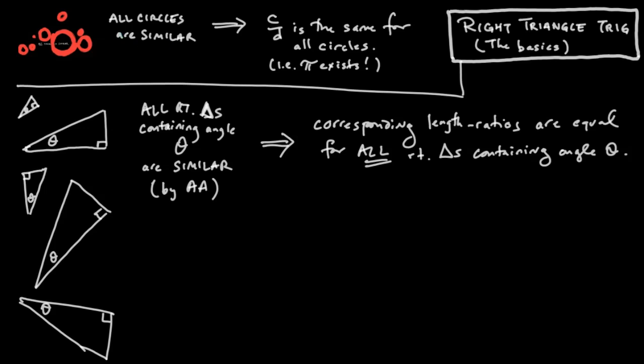In the case of circles, all circles were similar, so all the corresponding length ratios were equal. But we said there was really only one interesting ratio of lengths on circles, circumference to diameter. That's the same on all circles, and so we just have one symbol for it, namely pi. But here, for any given value of theta, there are lots of different length ratios we could consider. And to explain what they are, let me introduce some terminology that we tend to use in trigonometry.